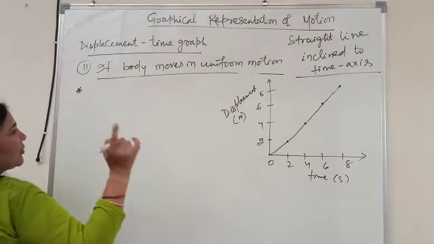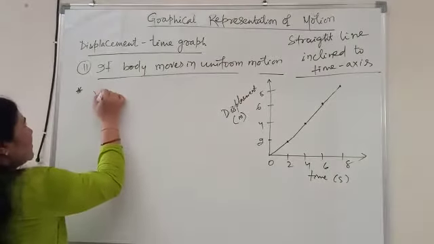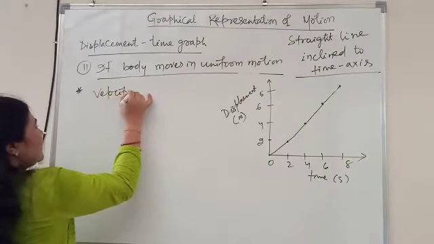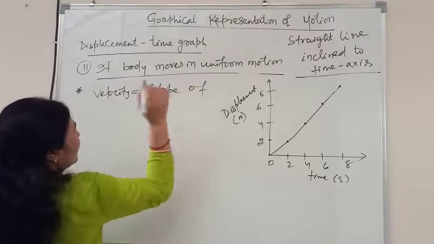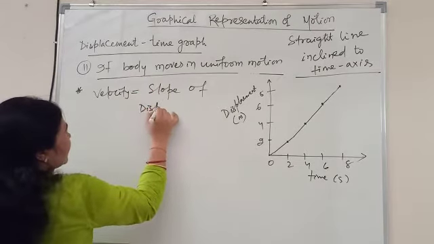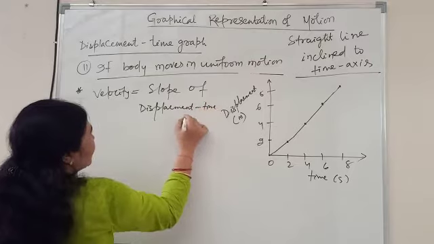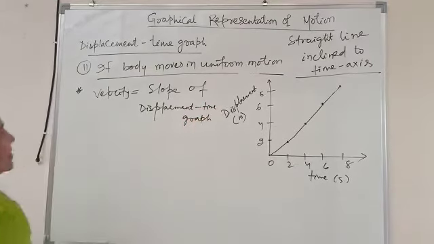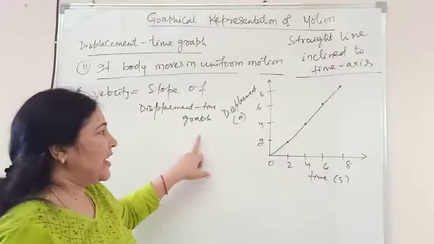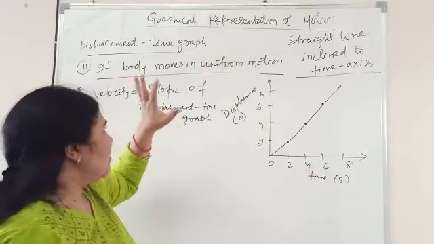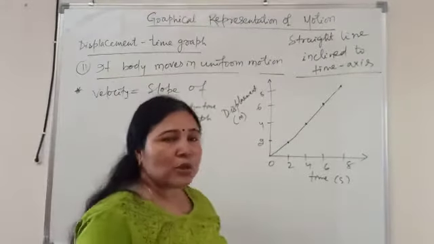This is important to remember here. Like the question, how you can find velocity from the displacement time graph. You can write down: velocity, how can you find it? By finding the slope of the displacement time graph. Okay, you understood how to find the velocity? By finding the slope. But the question arises here, how to find the slope?